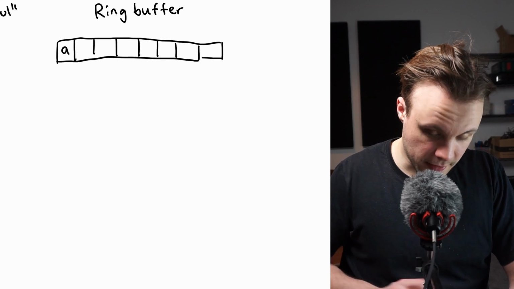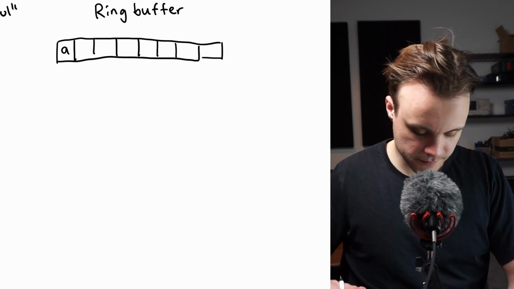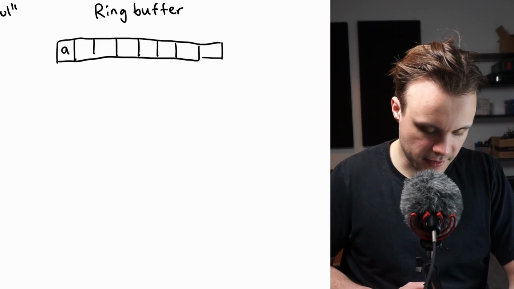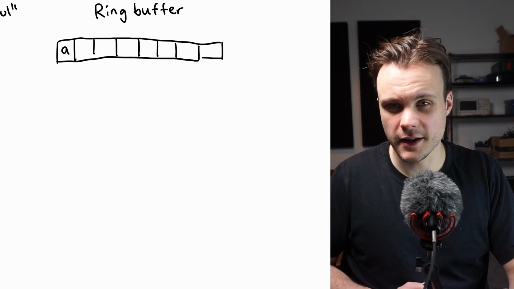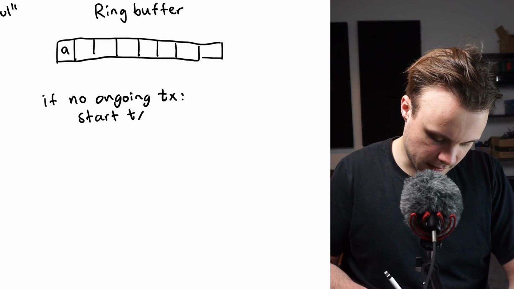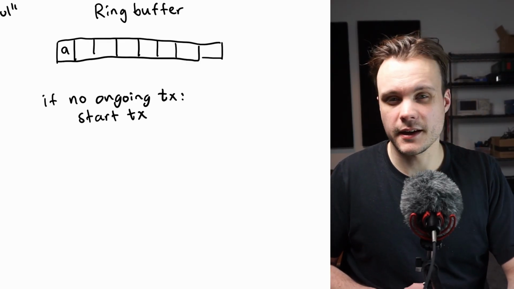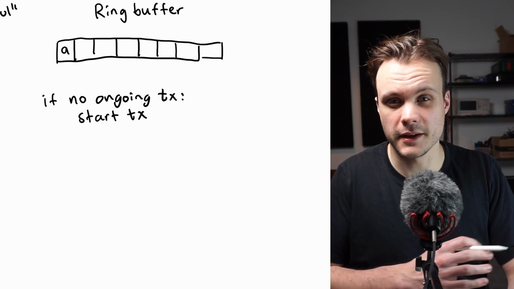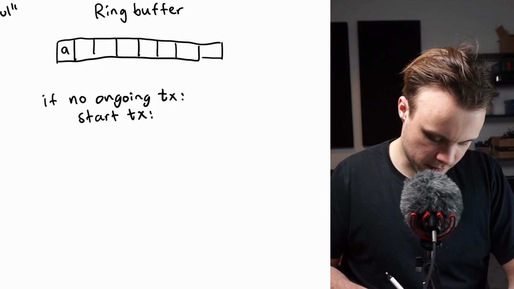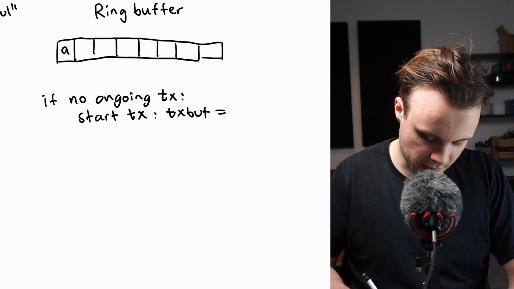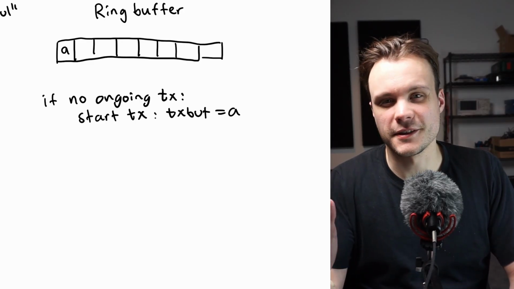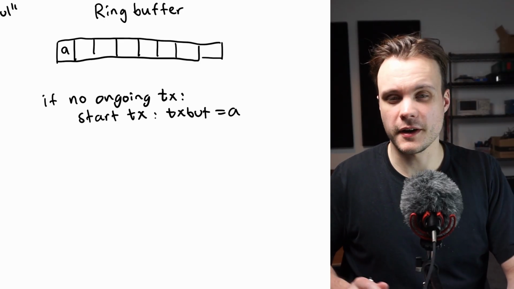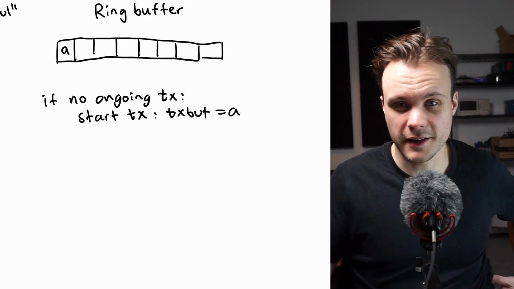And if there is no ongoing transmission, then the UART will be in idle. So then I'm going to check, is there any transmission going on? And if it's not, I'm going to start TX by writing this character to the transmit buffer, just as I did in the polling example. In this case, it's going to write the character A, and that's going to start the transmission. And once I've done that, I'm going to return from the function that prints a character.